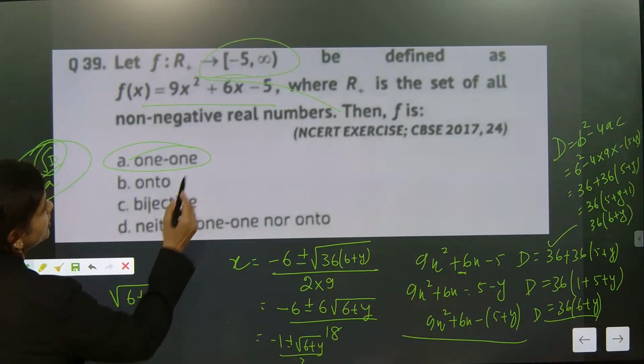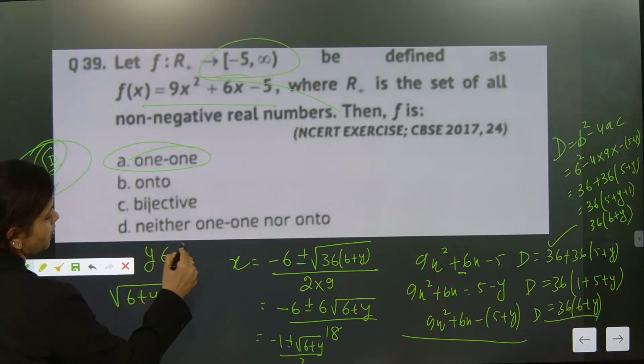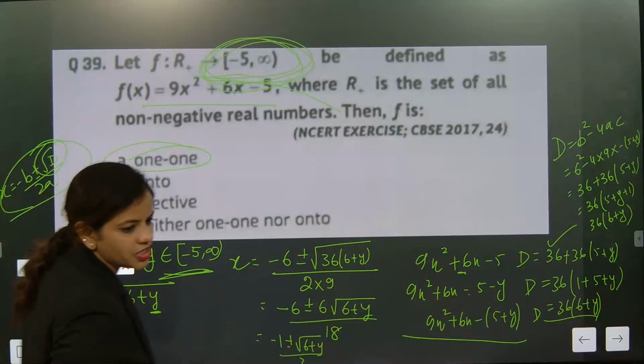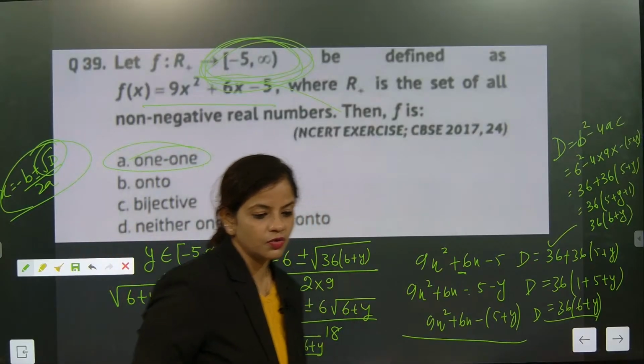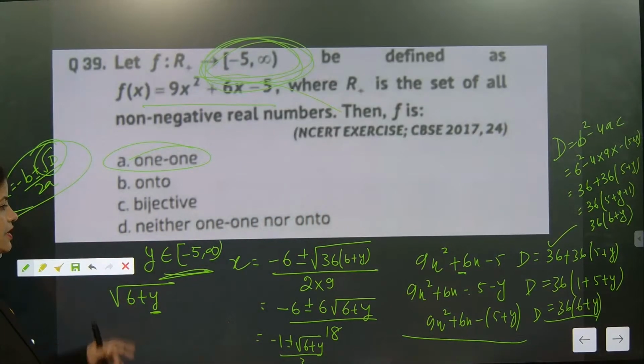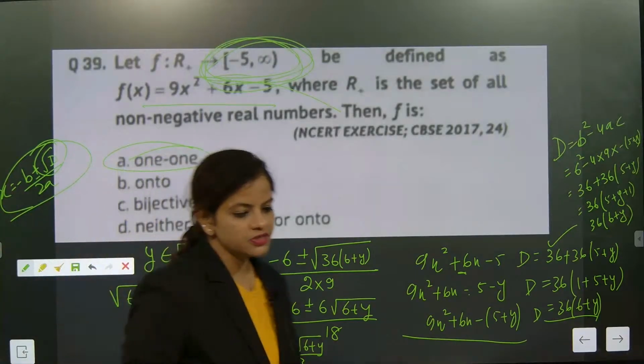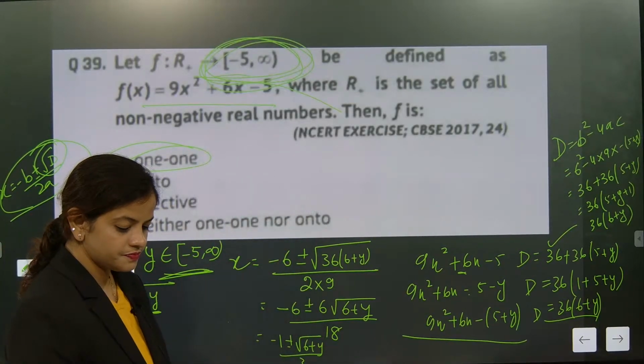The y value given here is y belonging to closed interval minus 5 to infinity. They have given this one, and that is exactly matching. Minus 6 we cannot include. The moment we put minus 6 plus 6, so here it is coming from minus 5. So 100% it is matching our command.